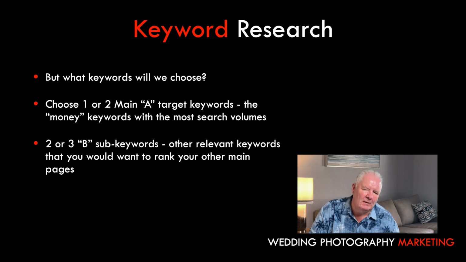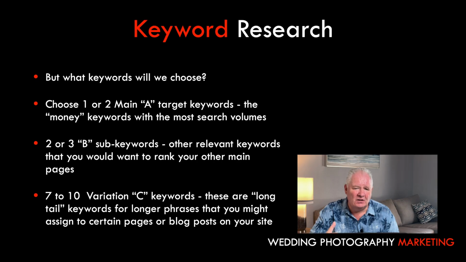Then pick out 2 or 3 B sub keywords, other keywords that you might want to rank for. You can allocate these to your other pages, your About Us page, your portfolio page, etc. And then 7 to 10 variation C keywords. These are what we call long tail keywords, which may be longer search phrases that don't get that much traffic, but they will get you relevant traffic. So these are the ones to think about, and these you can assign to other pages or even blog posts on your website.